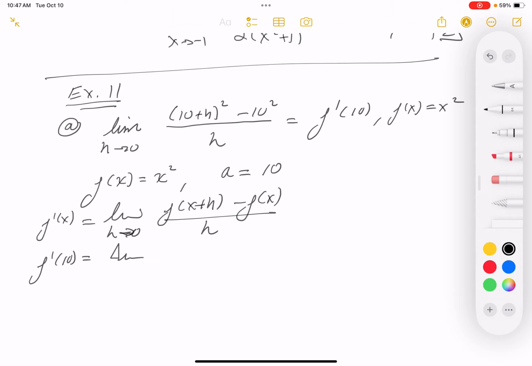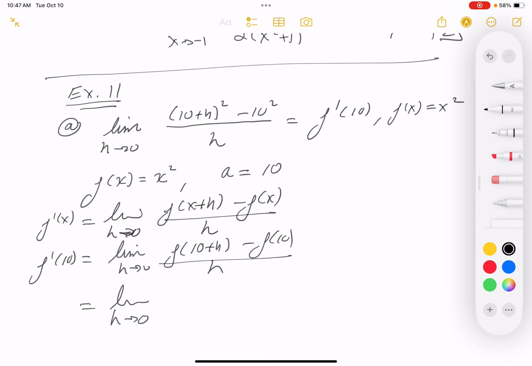Limit, let me get my eraser out, go backwards. Limit h goes to 0. This is f of 10 plus h minus f of 10 over h. I'm just checking. What do you get over here? Limit h goes to 0. Well, what's the function? I said it's x squared, right? So you get (10 + h)^2 minus 10^2 over h, which is exactly what we expect to come up with, all right?